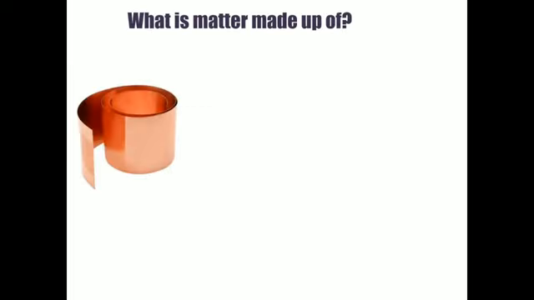Now let us do one experiment, a small activity. Although we cannot perform it, at least we can see this. Right now, if you take a long sheet of copper, as you can see, this is a roll of copper. Copper is a metal, and it is very commonly used for utensils.